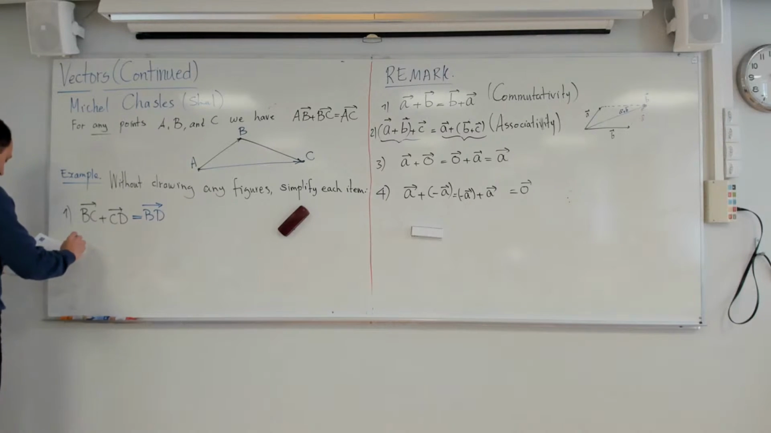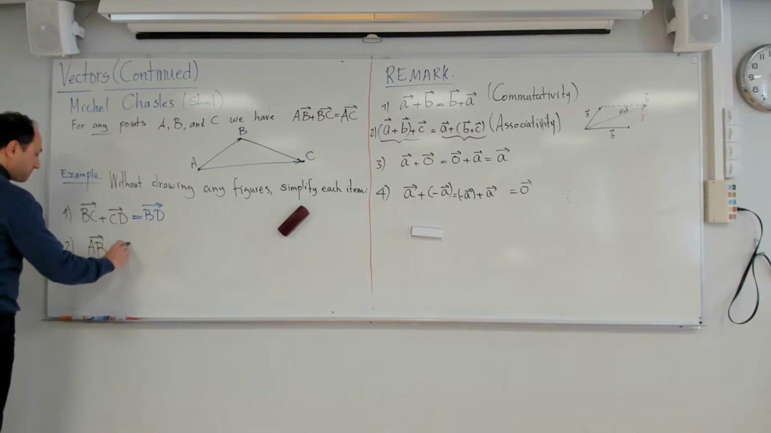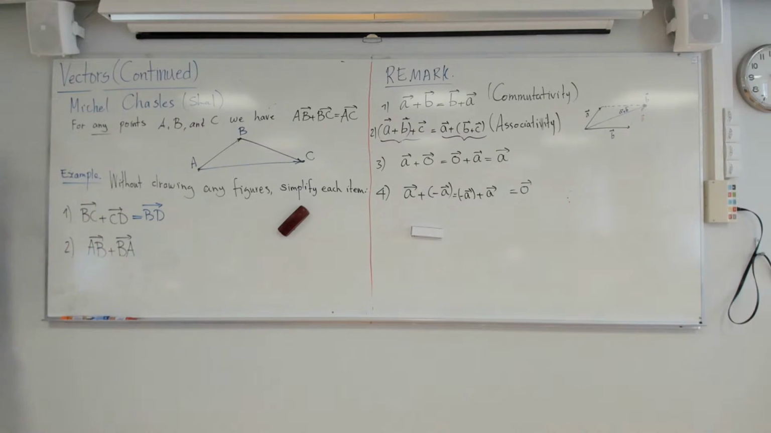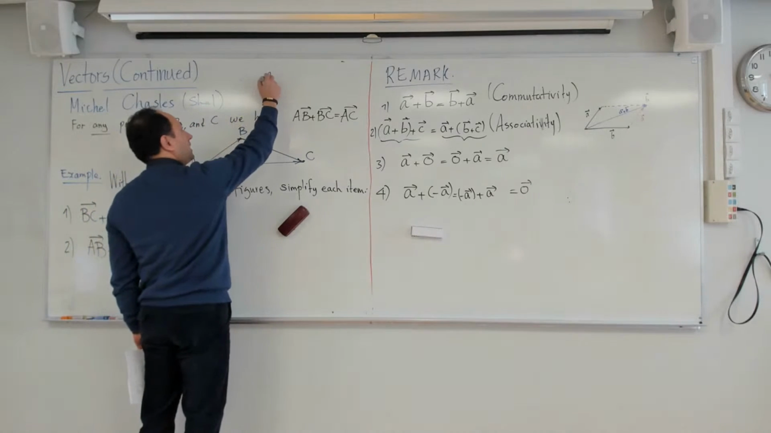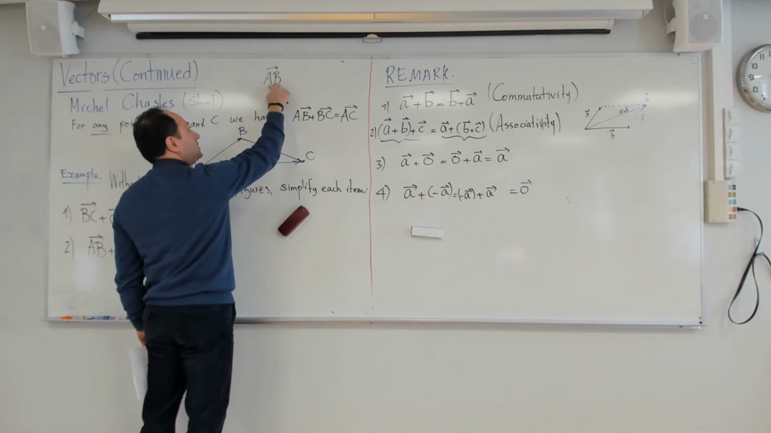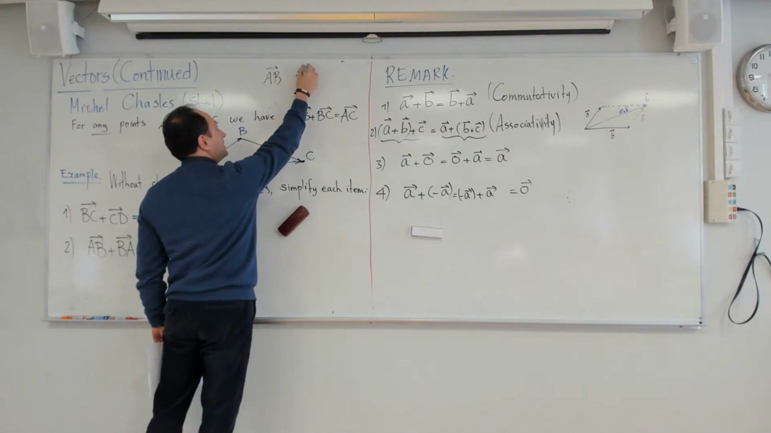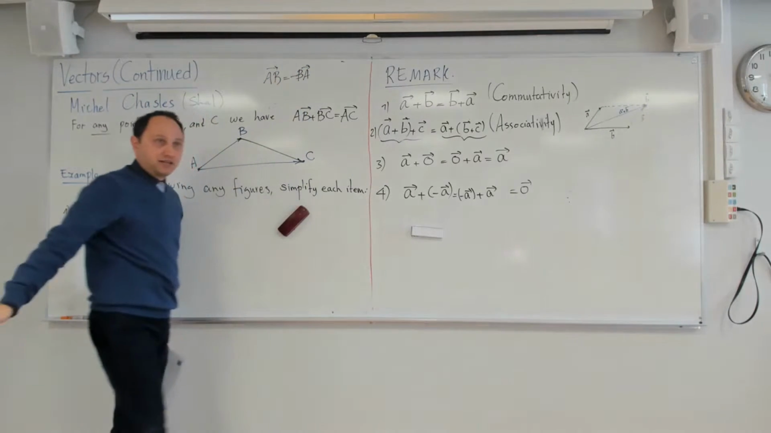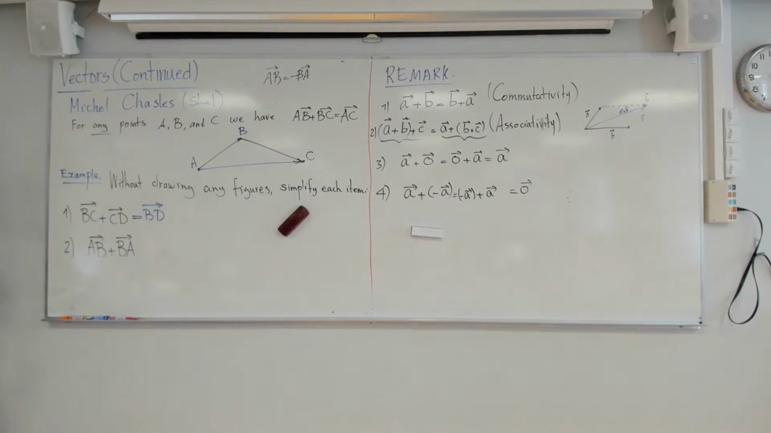Okay, so let me write this one. This is a little bit nice one. AB plus BA. What is this one? The zero vector. You can do it in two different ways. Do you remember what is the relation between BA and AB? Do you remember in the beginning of the lesson today, I told you that if you interchange these two, you can do it, but the price that you need to pay is a negative sign. This is one way of looking at that.